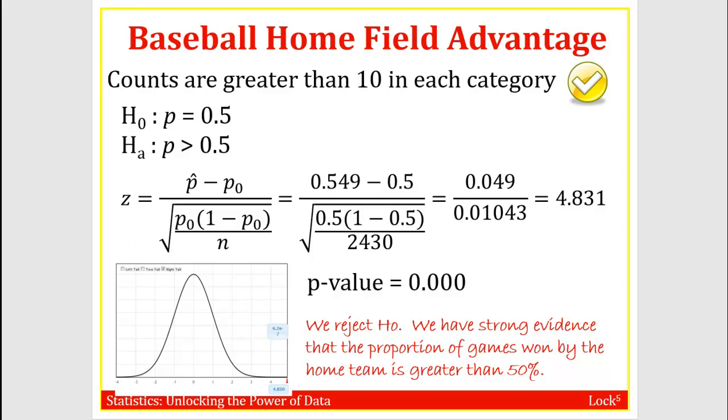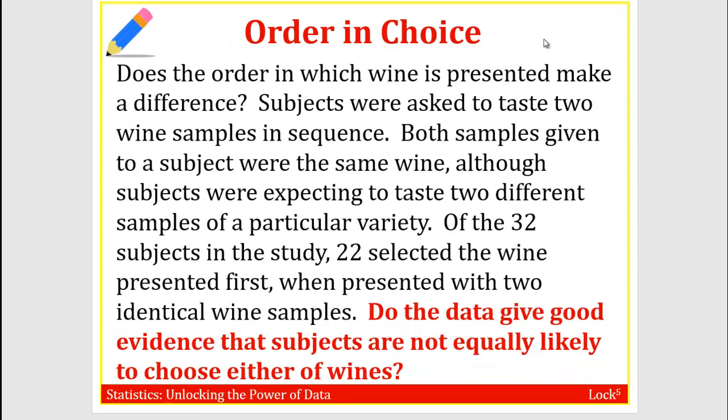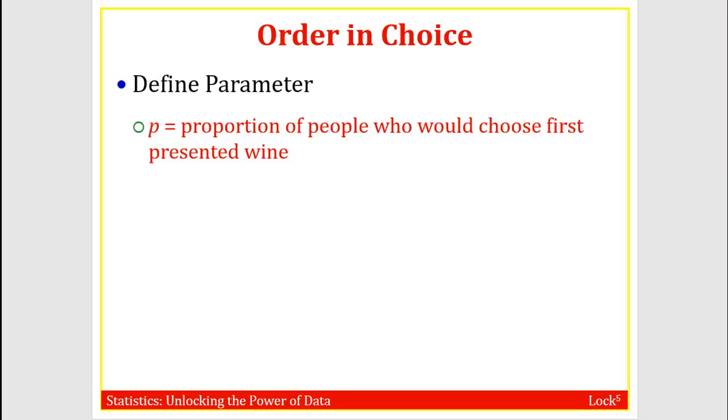Let's look at another example. Does the order in which wine is presented make a difference? Subjects were asked to taste 2 wine samples in sequence. Both samples given to a subject were the same wine, although subjects were expecting to taste 2 different samples of a particular variety. Of the 32 subjects in the study, 22 selected the wine presented first when presented with 2 identical wine samples. Do the data give good evidence that subjects are not equally likely to choose either of the wines? All right, so first step is to define our parameter.